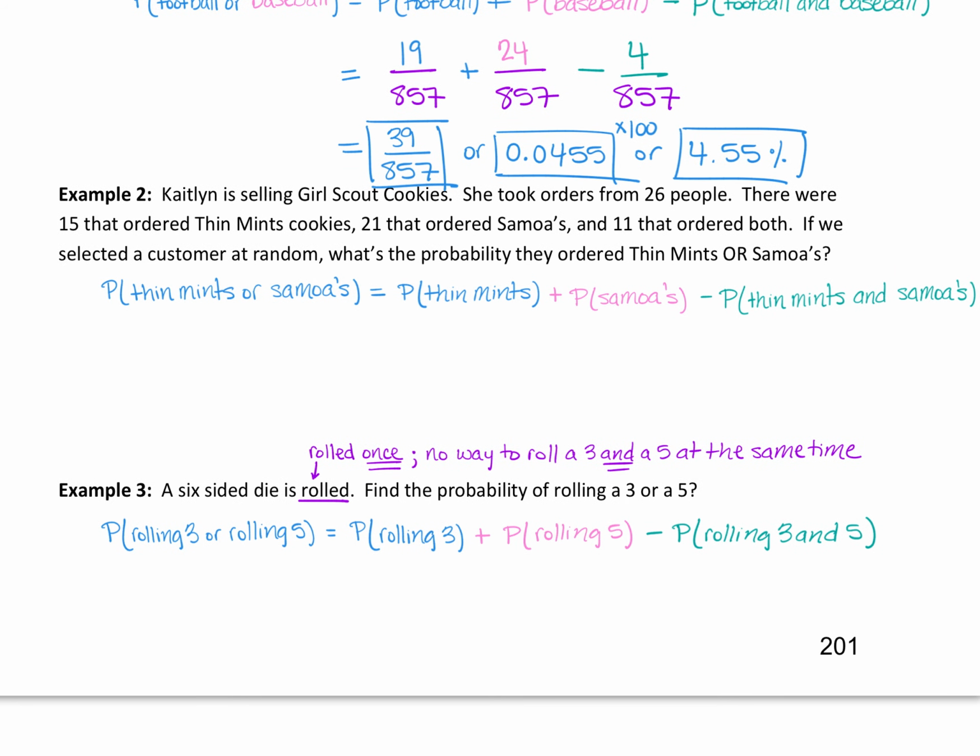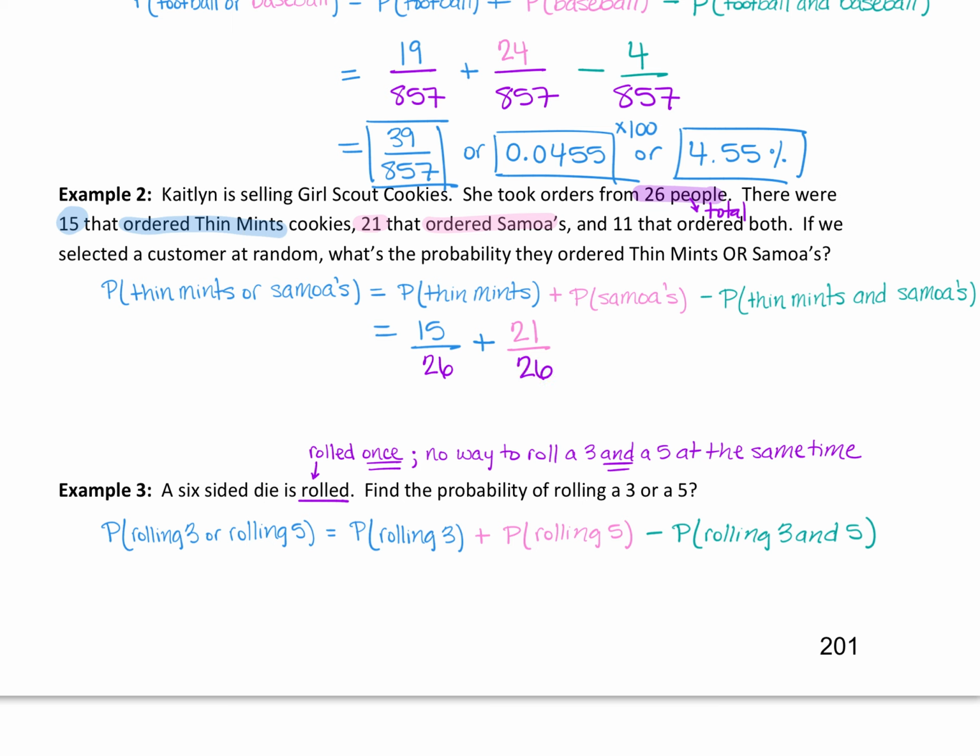So let's look at Thin Mints. Let's see, there are 15 that ordered Thin Mints. So that is 15 out of how many total? She took orders from 26 people. So 26 people is the total. So that's on the denominator. And then we need to add that to the probability of Samoas. So 21 that ordered Samoas out of the 26 total.